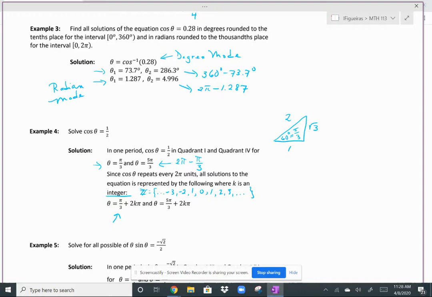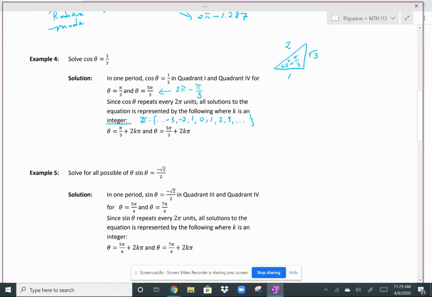So for every 2 pi units, starting at pi over 3, you end up on the same place in the unit circle, or you get the same value along the graph. The same is true for 5 pi over 3. Add 2k pi units, and you end up at every possibility where cosine of theta is 1/2.